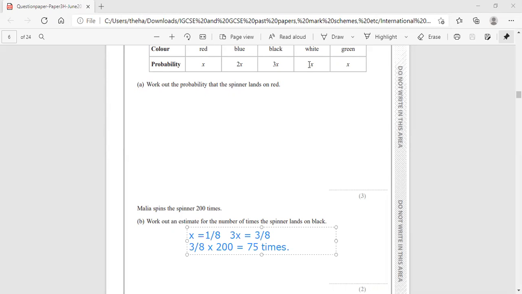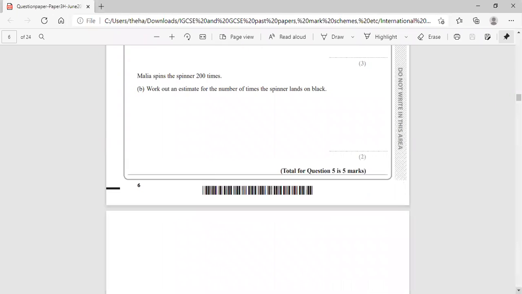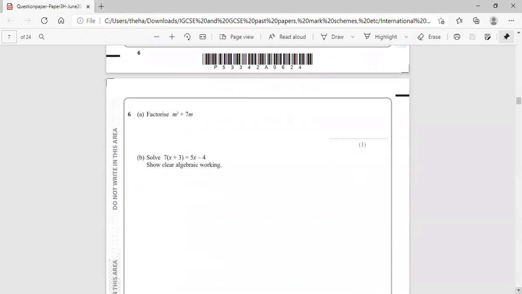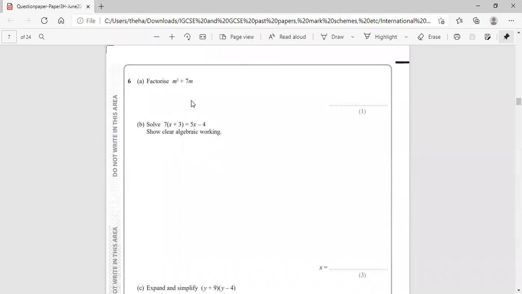Great job if you've got that right. So let's move on to the next question. Halfway through this video now, so we've got 6a. Factorize m squared plus 7m.